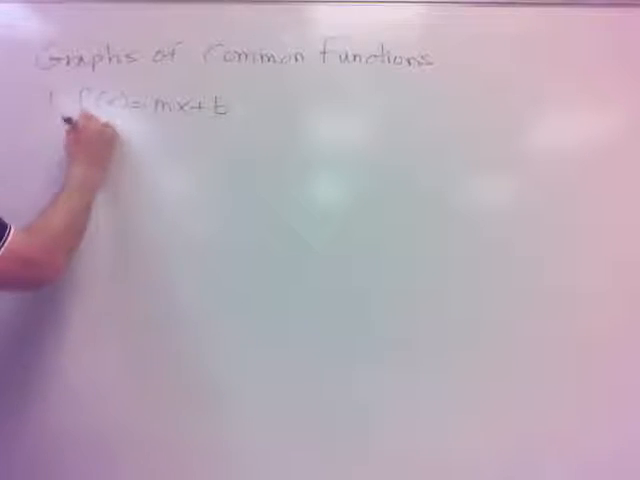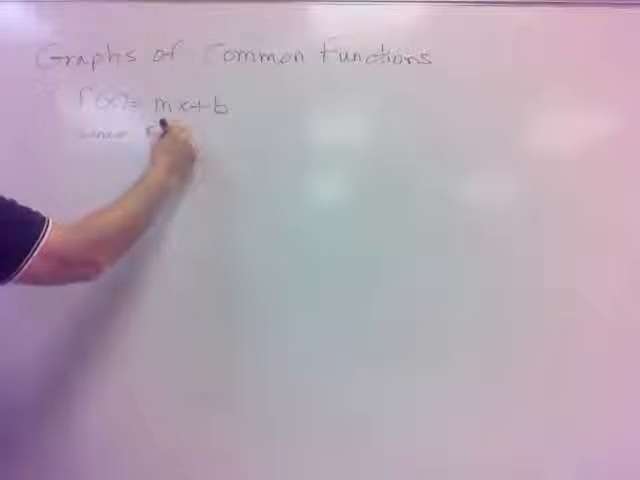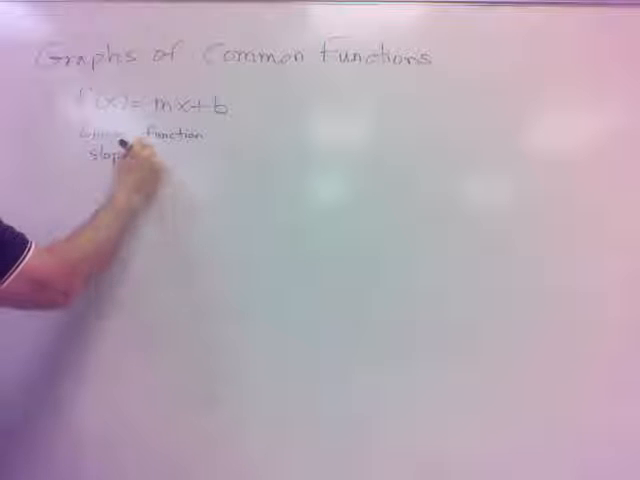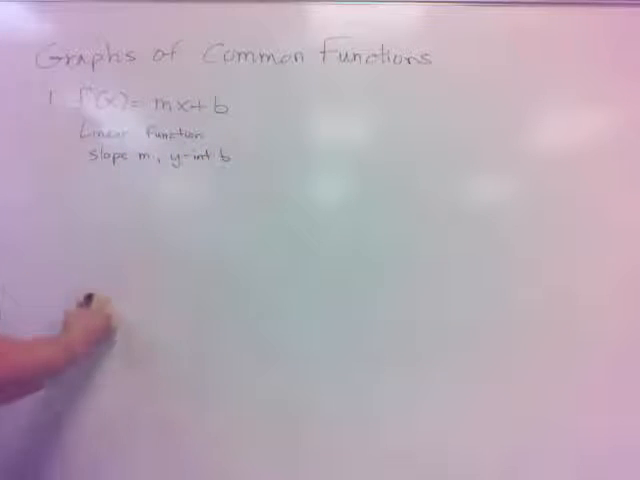This is the linear function. The graph is a line, slope m, y-intercept b. Okay, so that's the type of thing. We should know a little bit about some of these, and that one we know a lot about. So that one's a nice one.